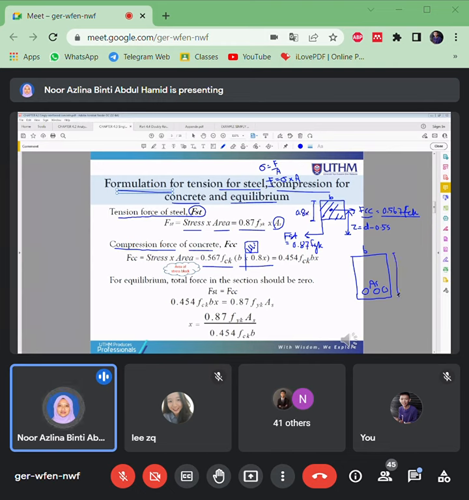Don't multiply with the full depth. No, this force for the compression area will still support the tension stress. Okay, so you will have these two, FST and FCC. So that means there will be 0.87 FYK AS for the FST. Then once you multiply with this stress area of the stress block, you will get FCC equal to 0.454 FCK BX. Can you understand me?